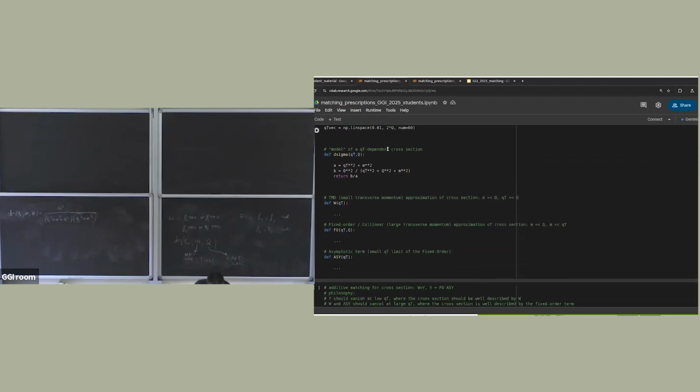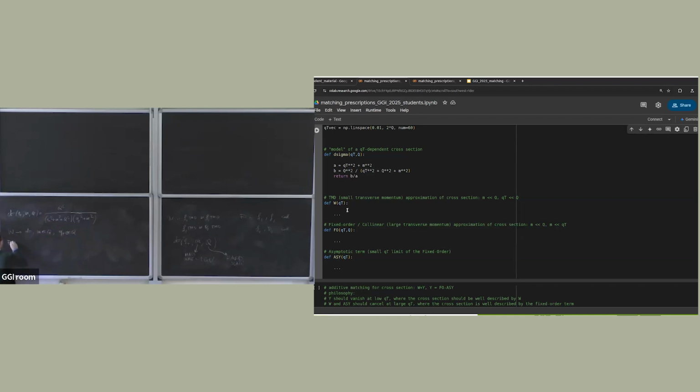You see that in the code, I also introduced the definitions of the W term, the TMD approximator, the fixed order, and the asymptotic, but I didn't write them, because I think it's best if you do it. So remember that the W is defined as the sigma, but with Q larger than M and Qt smaller than Q. So you have to apply these two limits to the sigma.